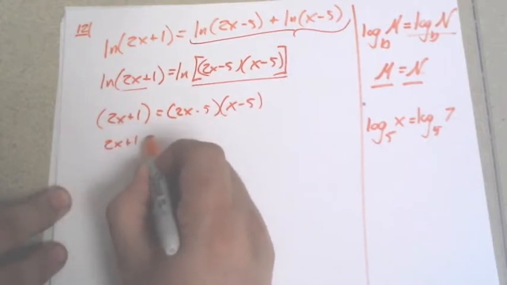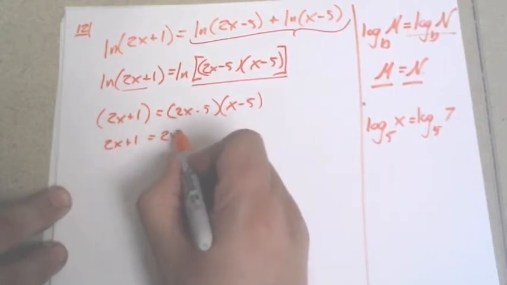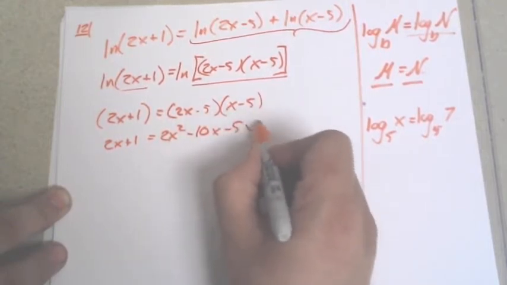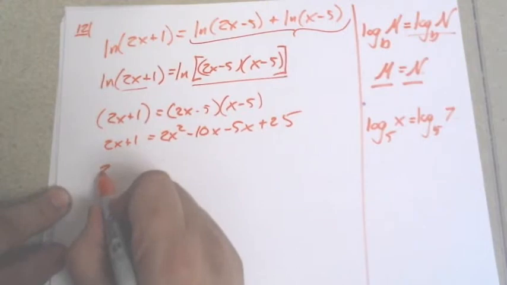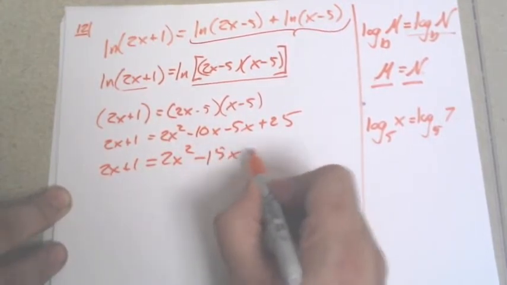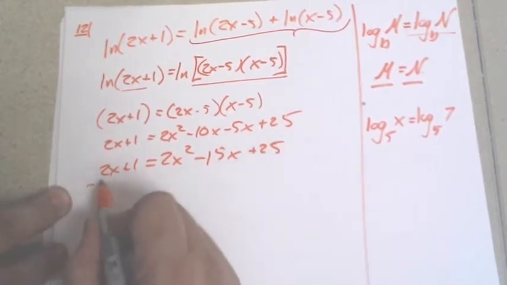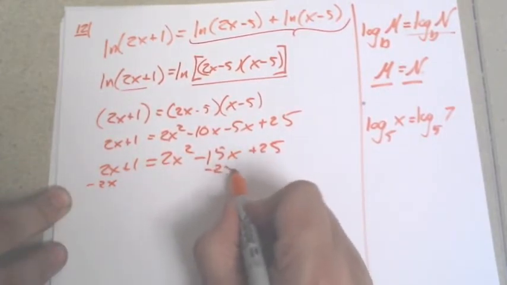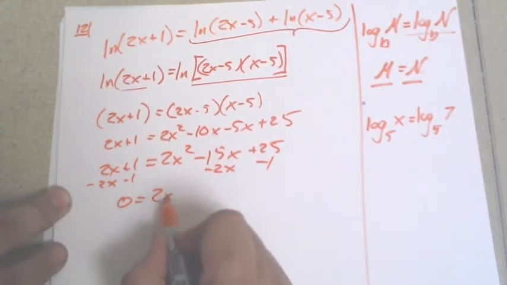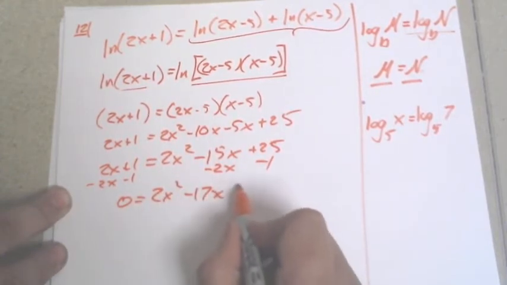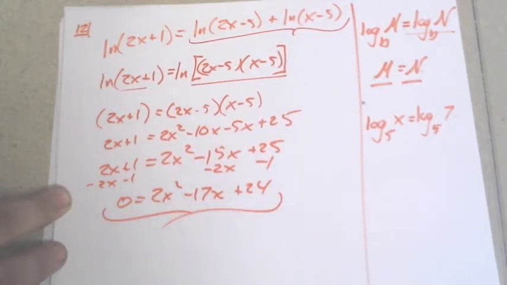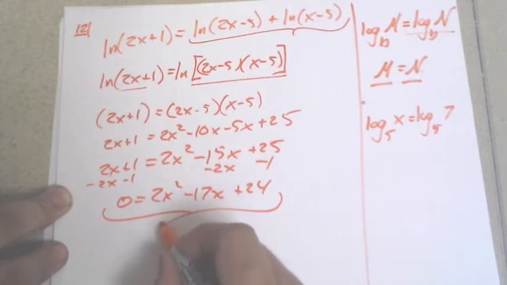So we have 2x plus 1. We've got to multiply this together. So what? 2x squared minus 10x minus 5x plus 25. So 2x plus 1 equals 2x squared, I know you guys can do this part, but just to be super clear here, minus 1. So 0 equals 2x squared minus 17x plus 24. So we've got it down to a quadratic that's set equal to 0. So factor it if possible.